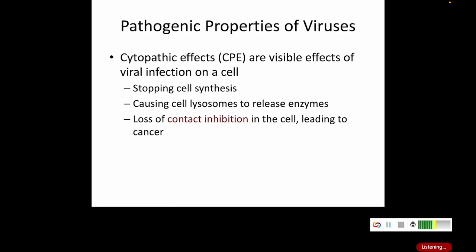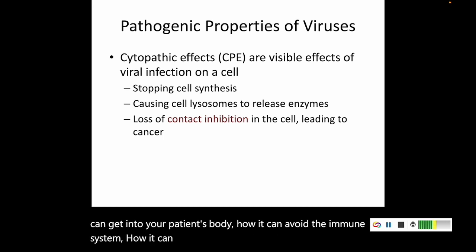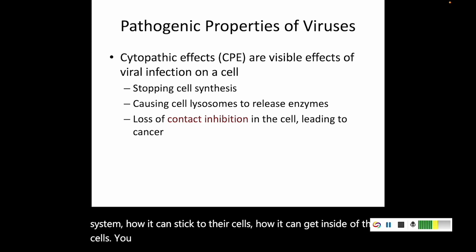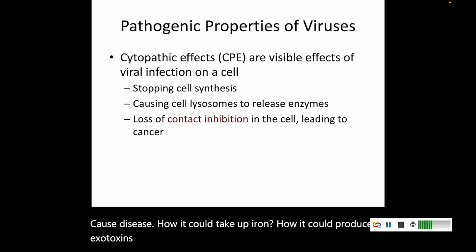Welcome back, everyone. So now you can tell me how a bacteria can get into your patient's body, how it can avoid the immune system, how it can stick to their cells, how it can get inside of their cells. You can describe to me how it could cause disease, how it could take up iron, how it could produce exotoxins or endotoxins, and you can compare those two different types of toxins.